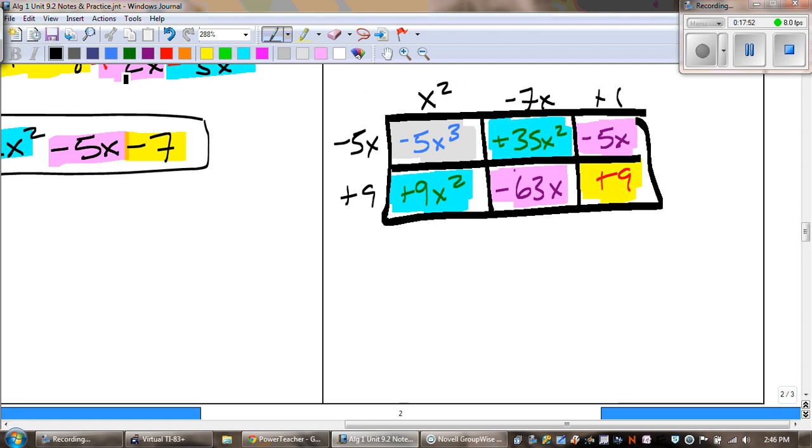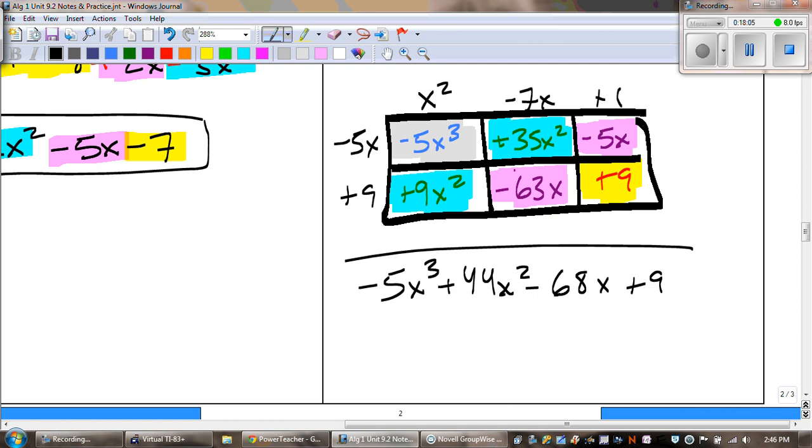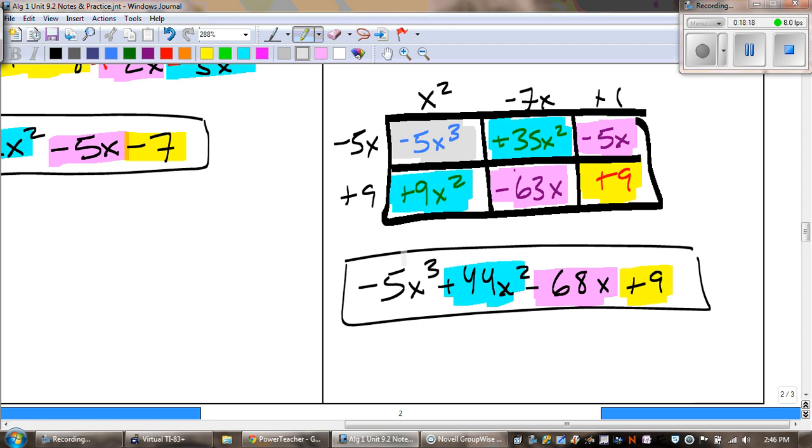Okay, and our final answer would be -5x cubed plus 44x squared minus 68x plus 9. And if you need, that was the 9. There's our linear terms. There's our quadratic terms. And then the gray was all by itself, the cubic term.